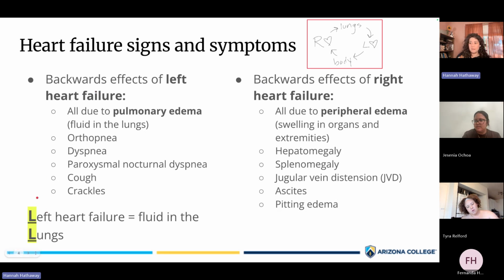So on the midterm, I'll remind you of this too. Draw this little picture to help you remember. And then if we see something that has to do with lungs, almost always that's going to be something about left heart failure, because lungs means fluid. Sorry, left heart failure means fluid in the lungs.